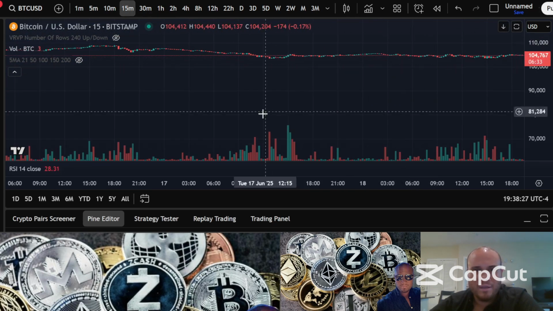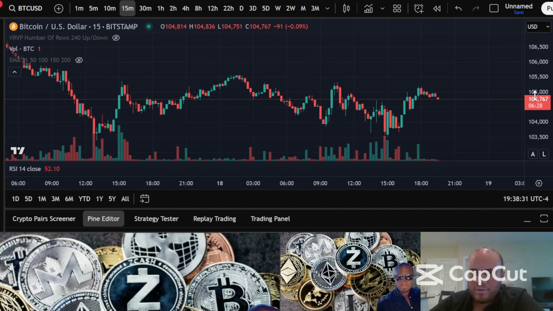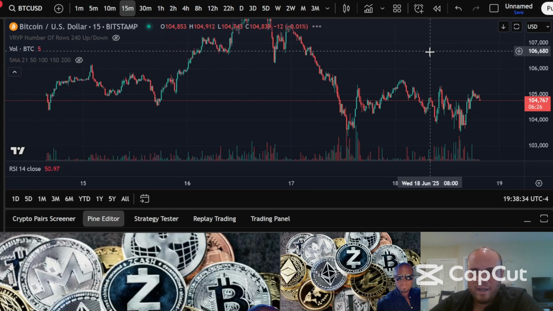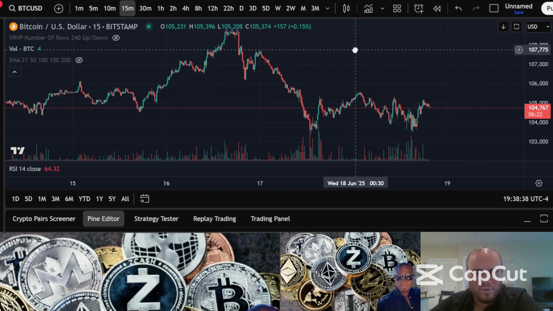Okay, now going forward, using a smaller time frame, give me a second as I adjust this chart here. Using a smaller time frame, how would you actually figure out Fibonacci and what to use it for?